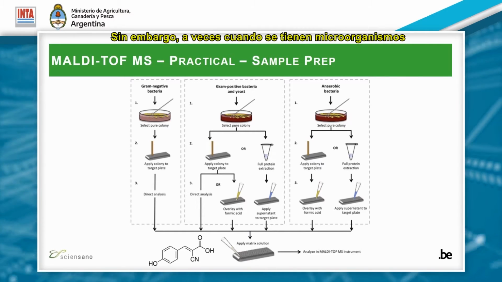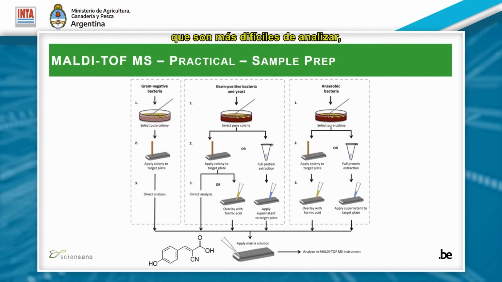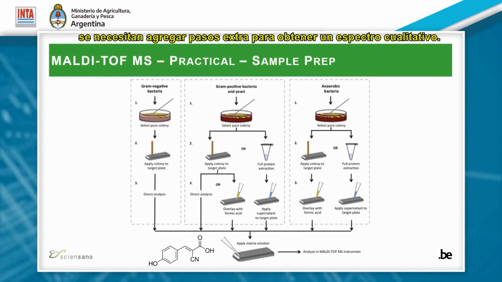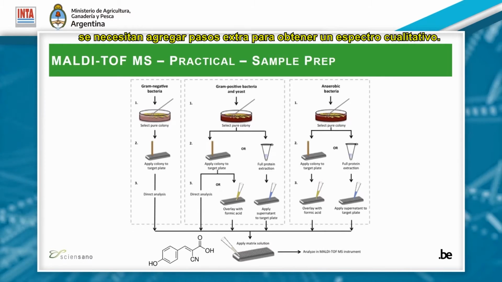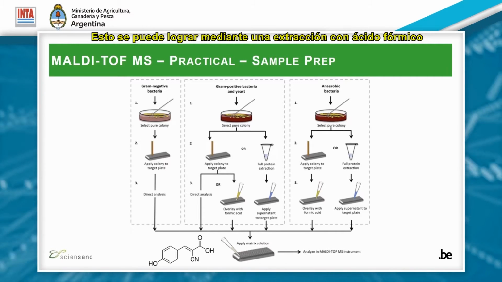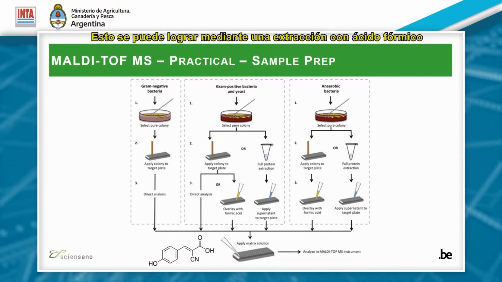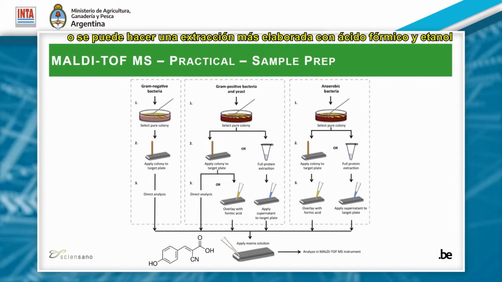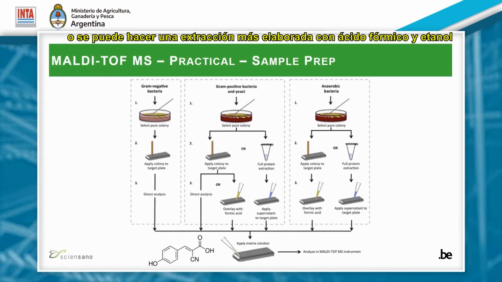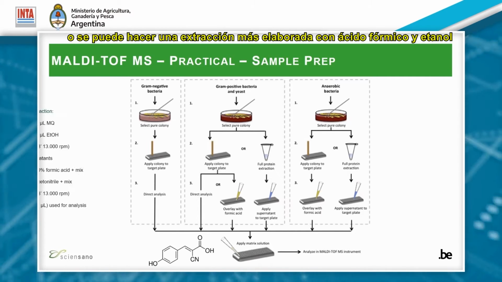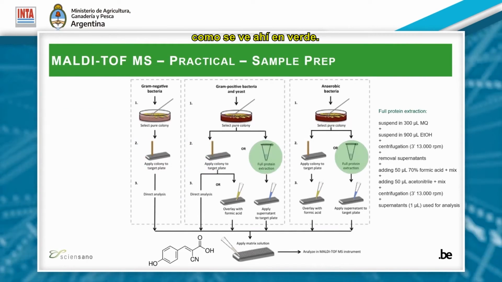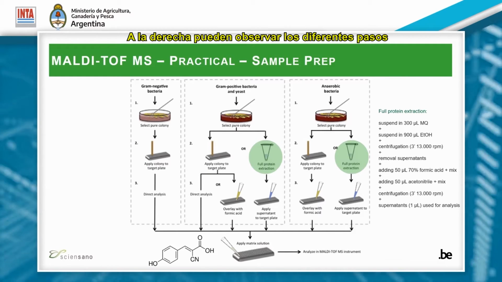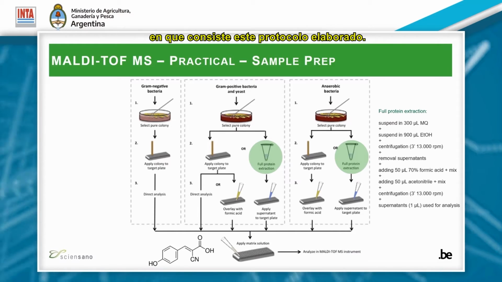You should take care to not take too much cell material and to avoid picking up some agar. Now, for microorganisms that are a little bit more difficult to lyse, sometimes additional steps need to be performed to obtain qualitative spectra. You can do this either by a targeted formic acid extraction, which enhances the release of proteins, or you can do a more elaborate ethanol formic acid extraction, which is indicated in green, and on the right you can see the different steps for this more elaborate protocol.